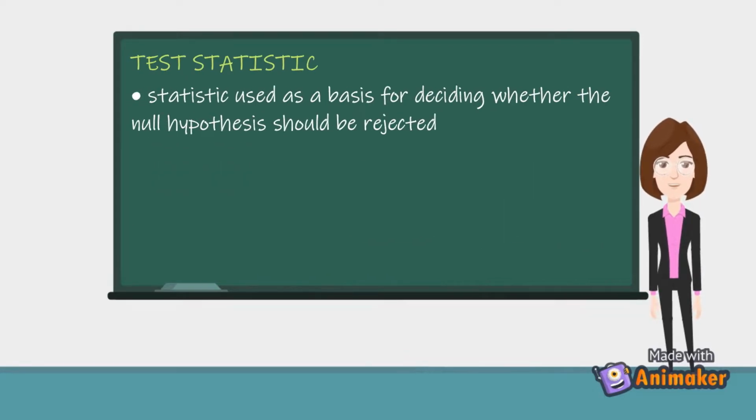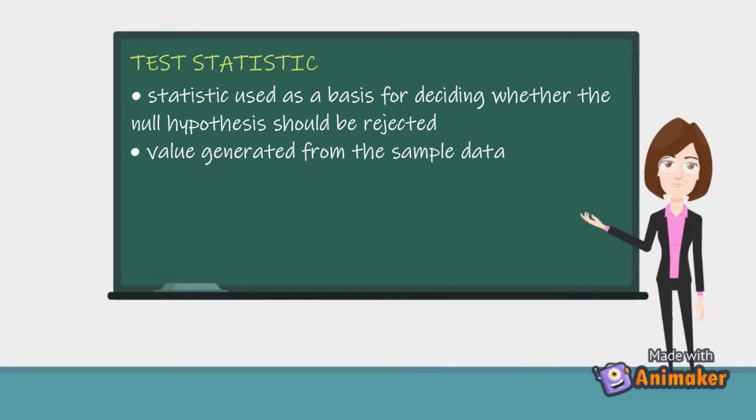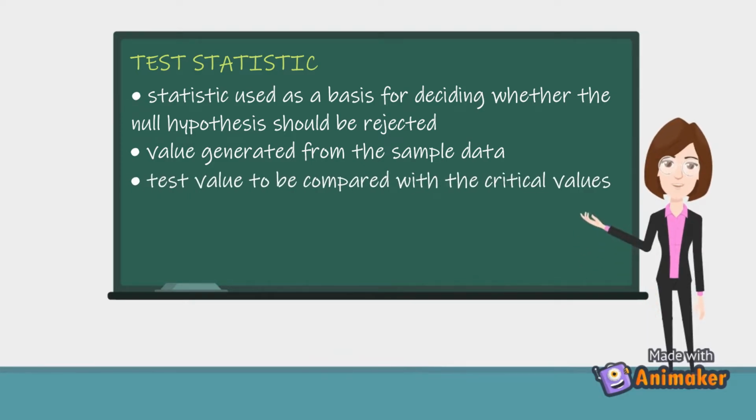The test statistic is a statistic used as a basis for deciding whether the null hypothesis should be rejected. This is the value generated from the sample data. This is the test value to be compared with the critical values. The table shows the appropriate test statistics for the different scales of measurement.